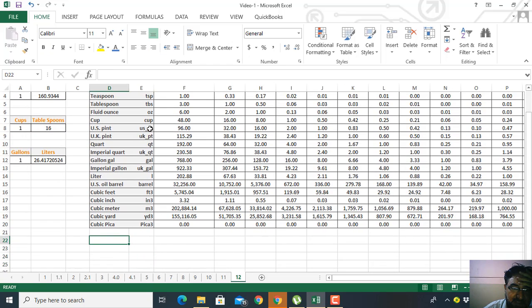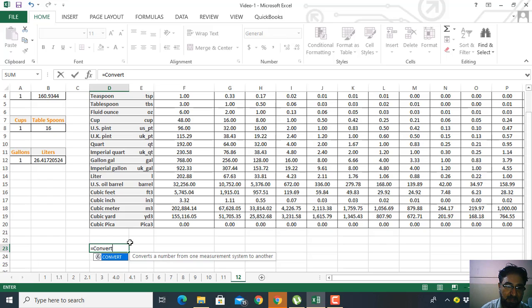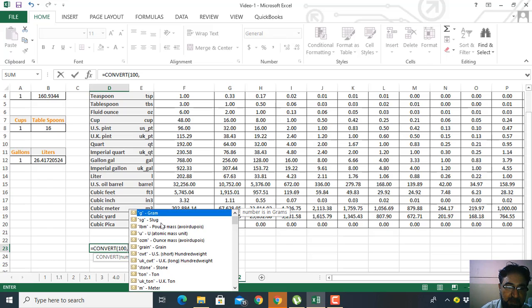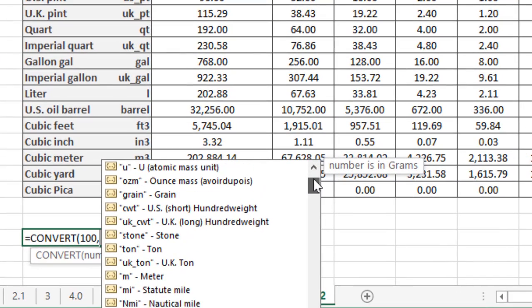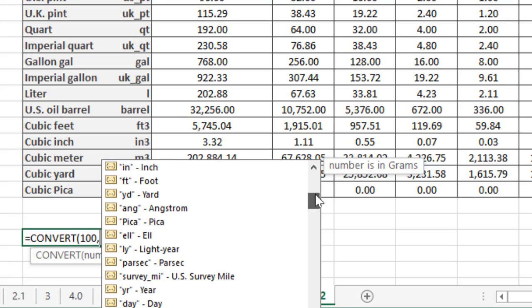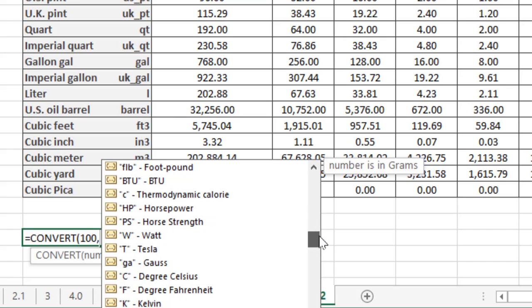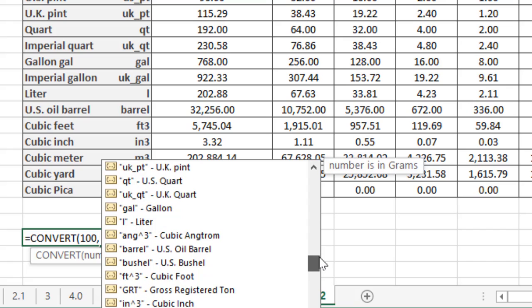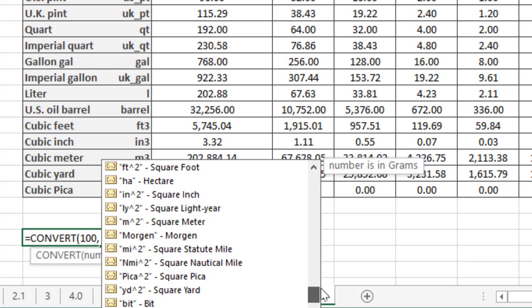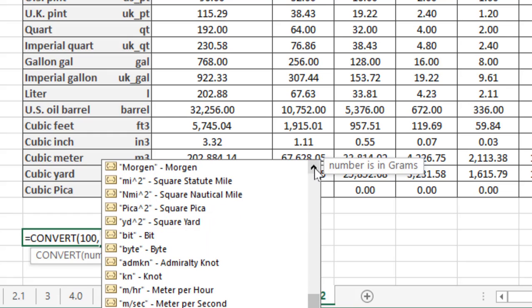For example, if I say to Microsoft Excel equal to, I use the formula convert, look at this number, I said 100 comma 100 comma, I want kilometer, I want km. Can I find it here? It's a long list. km. Did you guys see km?